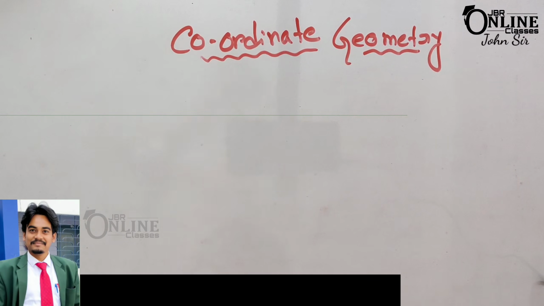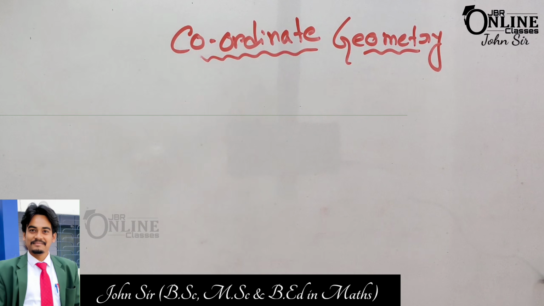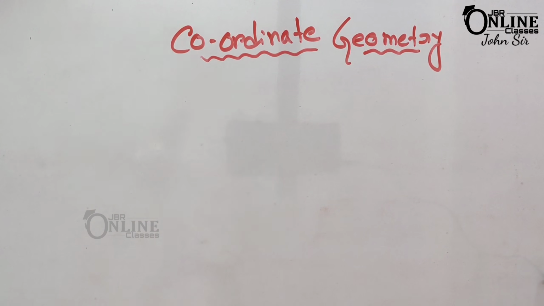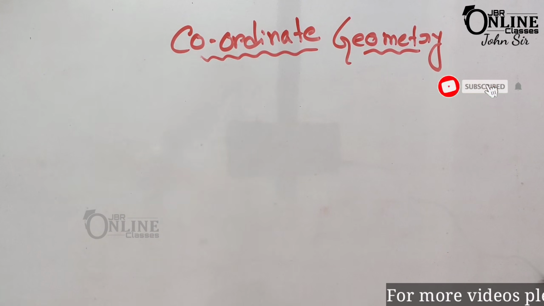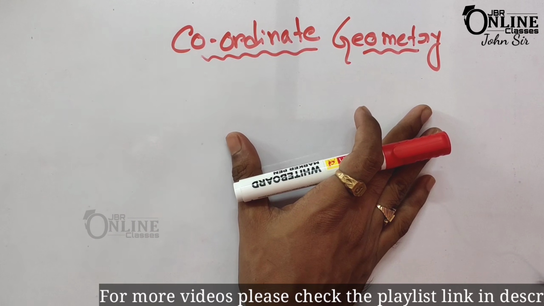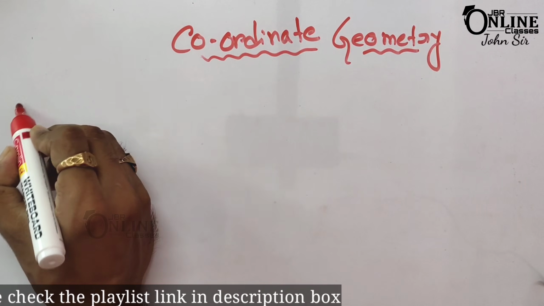So hello everyone, today I am going to start a new chapter, that is coordinate geometry. Coordinate geometry is a branch of mathematics which deals with the study of geometry by means of algebra. The first thing we are going to discuss is the ordered pair.